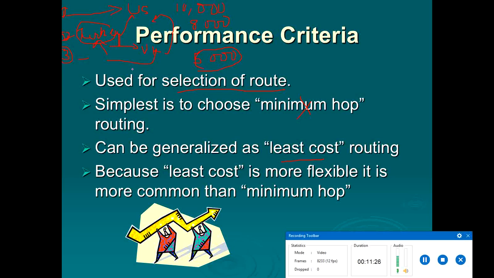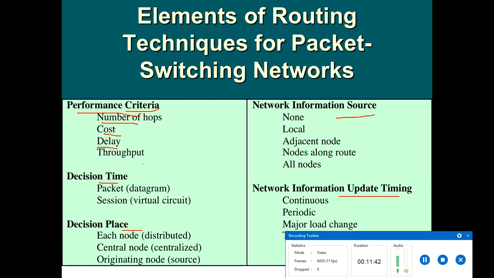So, same thing goes with selecting the route or the path criteria when it comes to the network. This is the difference between the minimum hop and the least cost. Least cost is more flexible and more preferable than the minimum hop. Alright, so: number of hops, cost, delay and throughput.